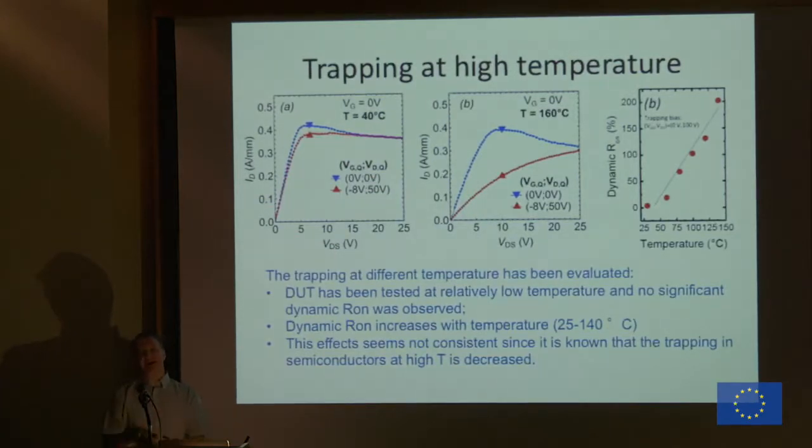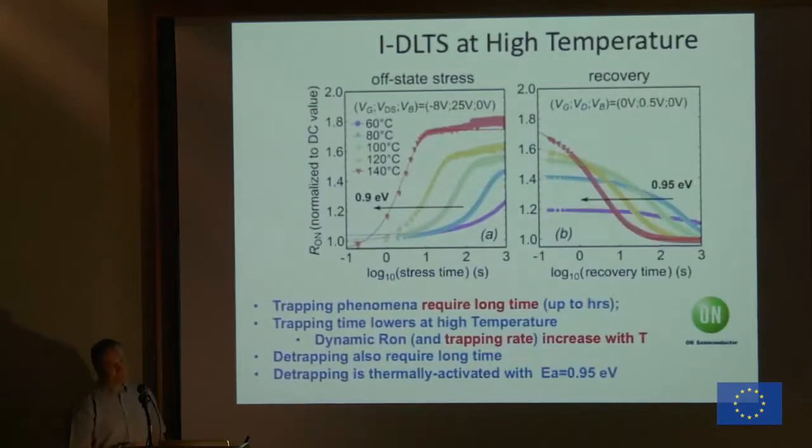Simply because the higher the temperature, the easier it is for electrons to escape from the traps. So in general, at a certain time constant, you have much less trapped electrons at higher temperature, because the electrons escape more easily. What happens here? We have a trapping that increases with the temperature. The reason for that is simple.